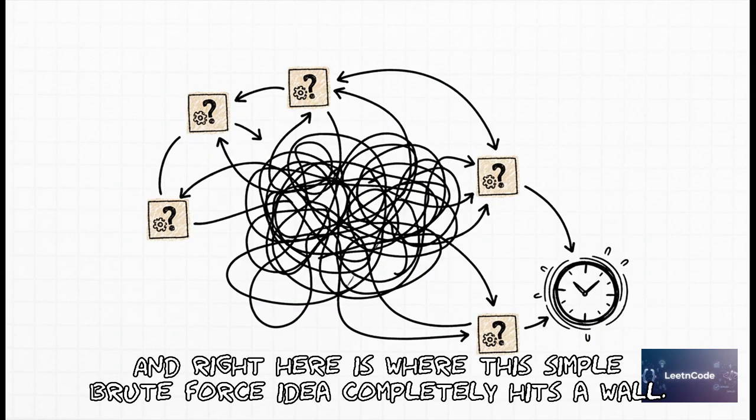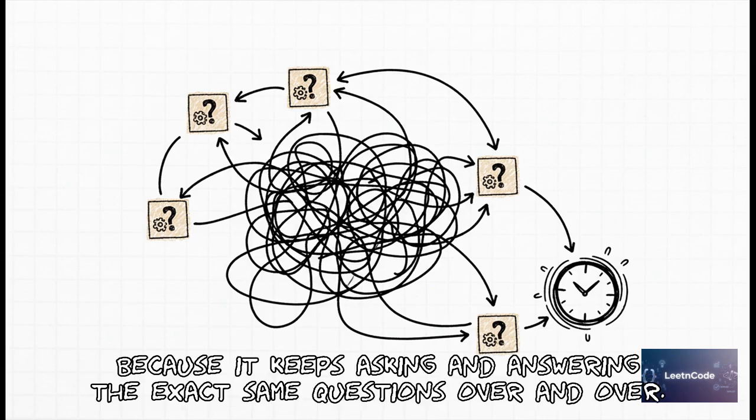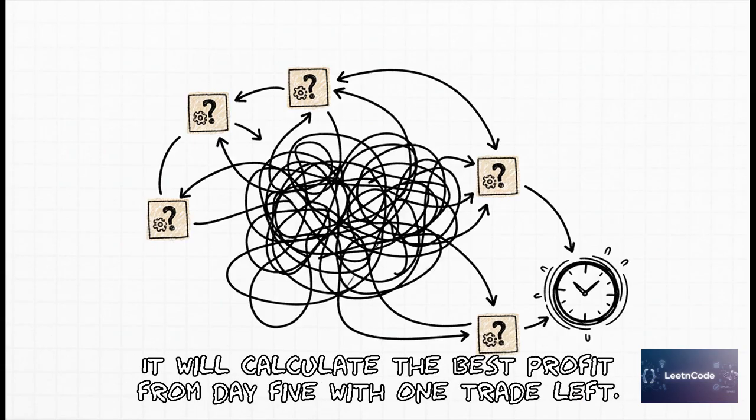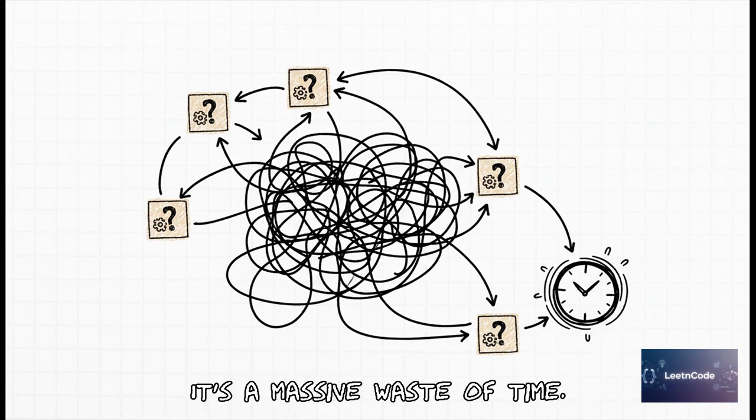And right here is where this simple, brute force idea completely hits a wall. Sure, it would eventually find the right answer, but it is painfully inefficient. Why? Because it keeps asking and answering the exact same questions over and over. It'll calculate the best profit from day 5 with 1 trade left, and then, later on, down a different path, it'll ask the exact same question and do all the work again. It's a massive waste of time.